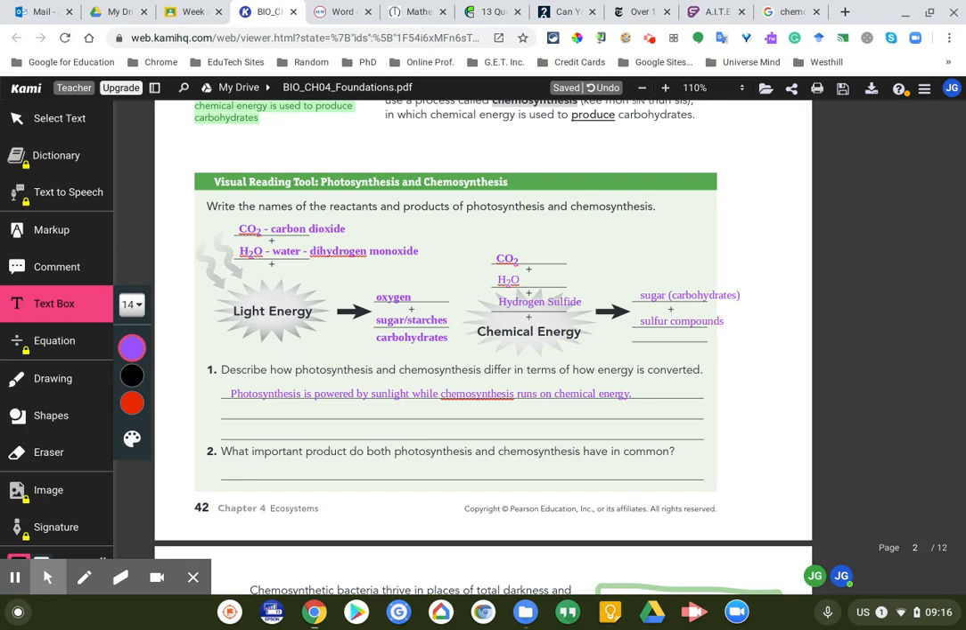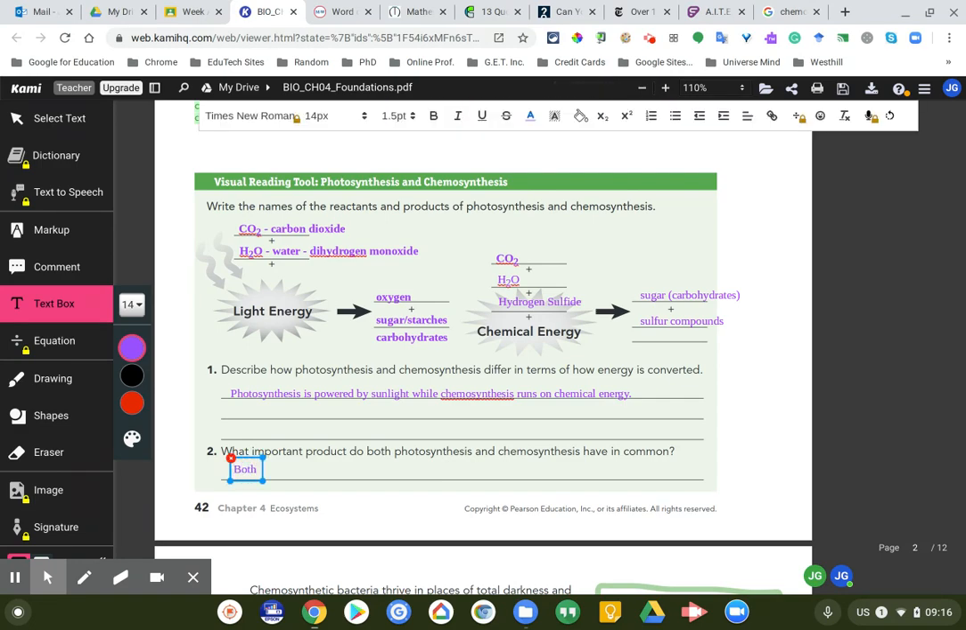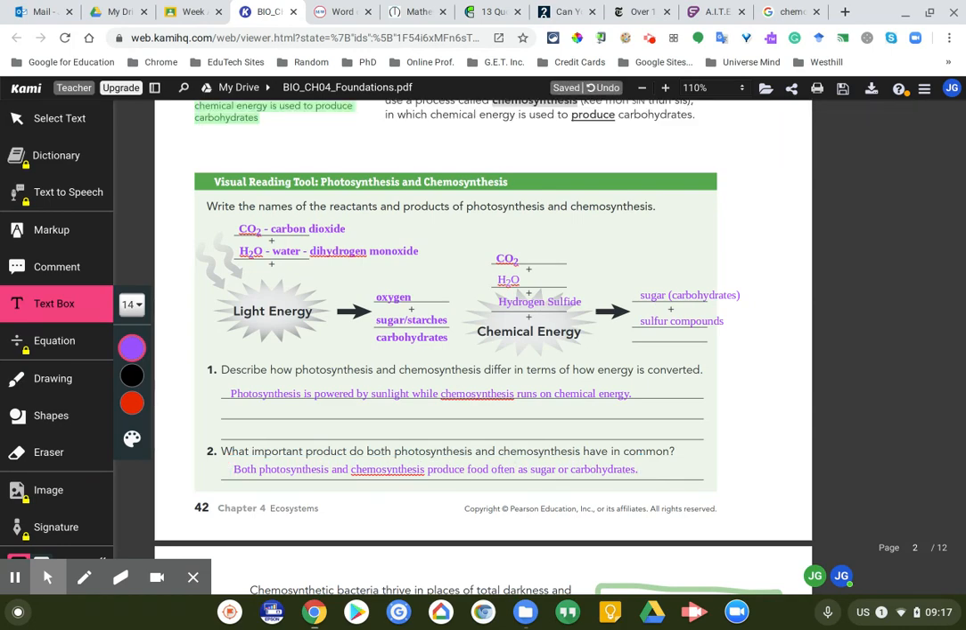Number two: what important product do both photosynthesis and chemosynthesis have in common? Both photosynthesis and chemosynthesis produce food, often as sugar or carbohydrates. Basically, both produce food. That's how plants and primary producers, autotrophs, all these different words, produce food for what we'll talk about next.